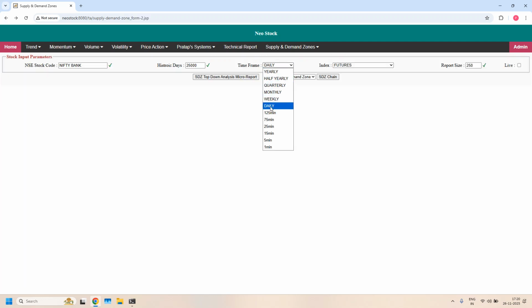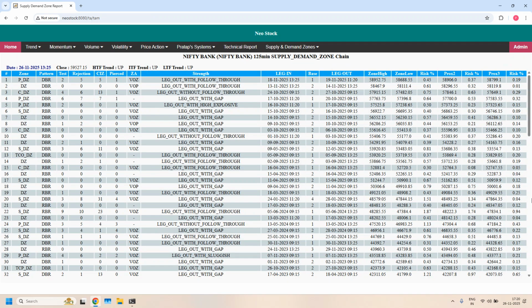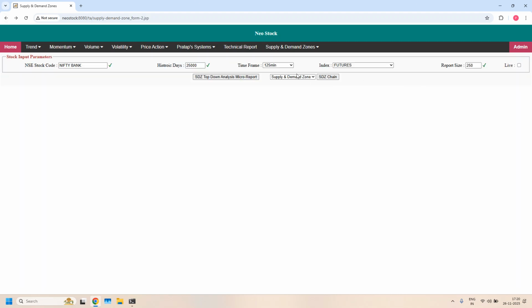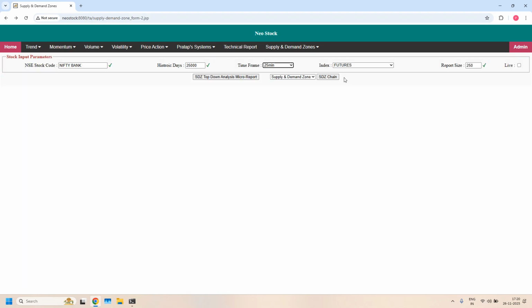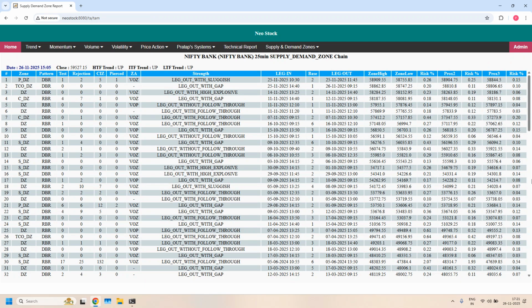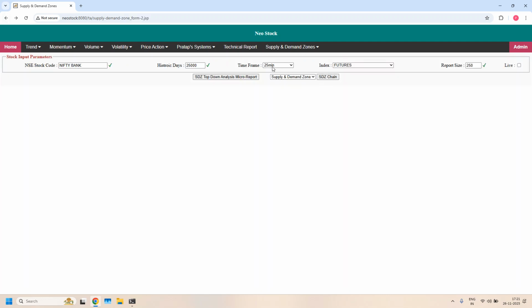Next, generating 125 minutes supply demand zone chain for BANKNIFTY. Next, generating 75 minutes supply demand zone chain for BANKNIFTY. Next, generating 25 minutes supply demand zone chain for BANKNIFTY. Next, generating 15 minutes supply demand zone chain for BANKNIFTY.